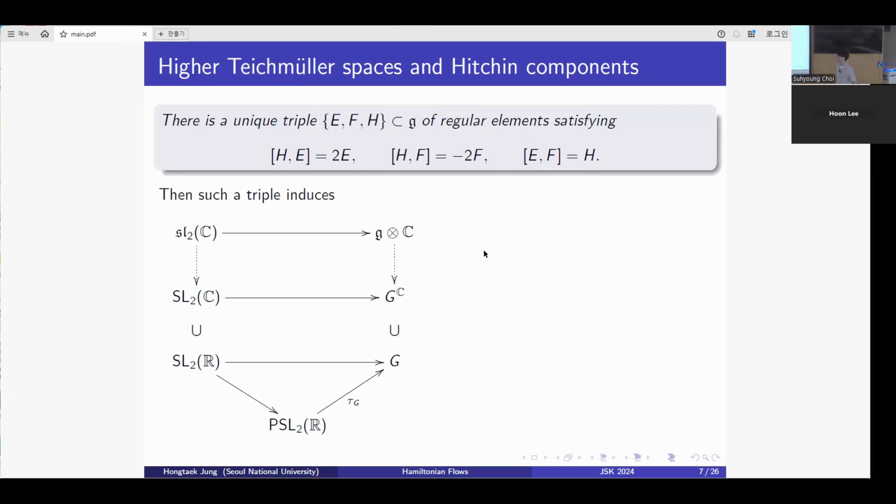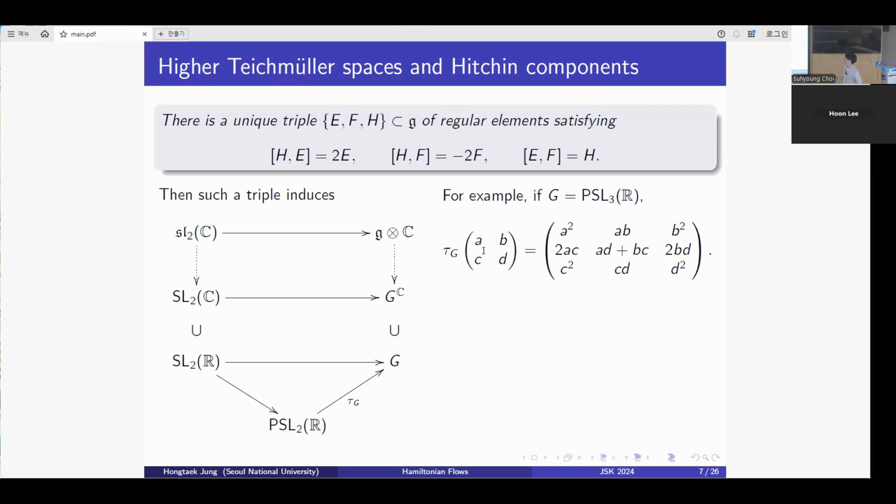And this is the preferred representation of PSL2R into our Lie group G. And in some sense, this is unique up to conjugation. So this is really the preferred one. So for example, if your Lie group G is given by PSL3R, we can find a concrete embedding. We just send this element to this kind of element.